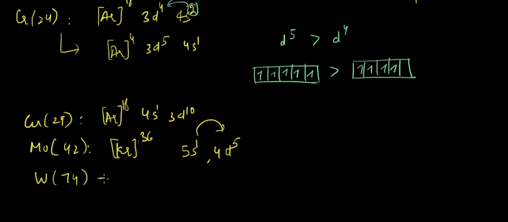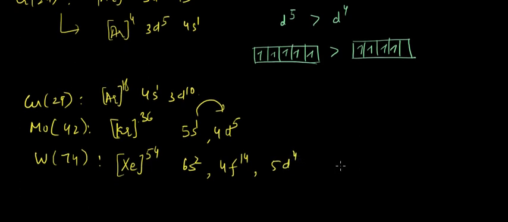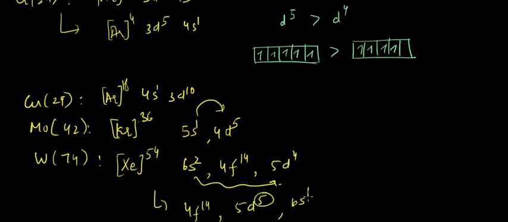With this, again we would be having something like Xe 54, 6s2, 4f14 and 5d4. Okay, so this will actually convert itself: this 6s2 electron will go into 5d4 orbital to convert 5d4 into 5d5. So as a result, we would be getting 4f14, then 5d5 and 6s1.